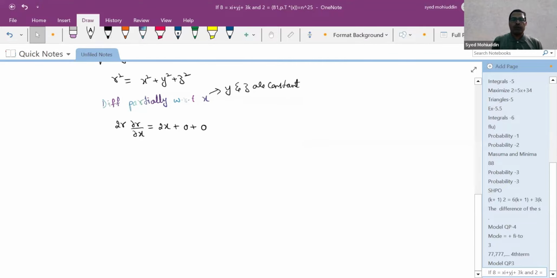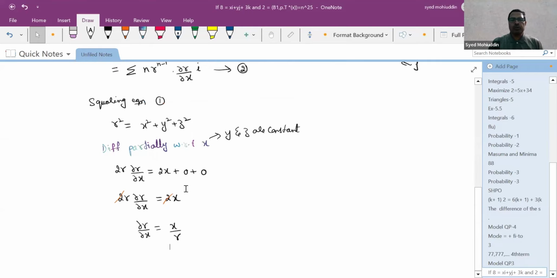So hence, we have got the value as 2r dou r by dou x is equal to 2 times x. Now we can cancel out this 2 and 2. We are left with r dou r by dou x is equal to x. I want only dou r by dou x, so dou r by dou x will be x, and this r you can cross multiply, so it becomes divided by r. So we got x by r. So dou r by dou x will be equal to x by r.